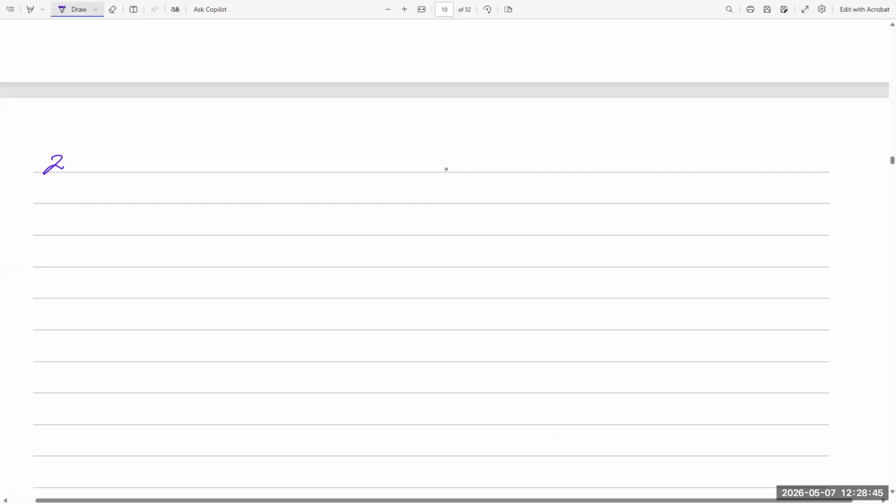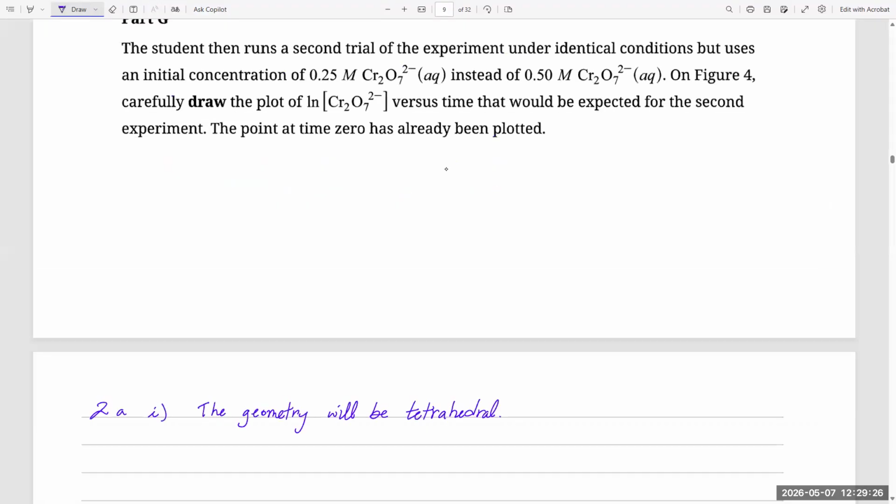Question two, part A, Roman numeral one. All right, so it says, what is it? It didn't even ask you to justify. The geometry will be tetrahedral. I mean, they could have at least asked octahedral, right? No octahedral, no seesaw, I think no T-shape either, in AP. All right, moving on. That's 2A, 1.